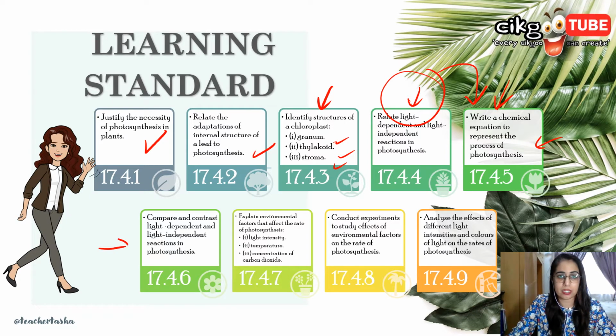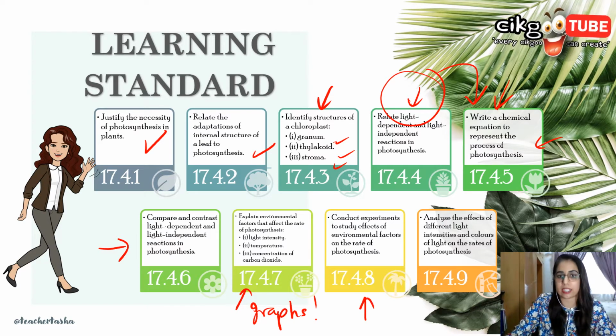Then you must be able to compare and contrast the light dependent and light independent reactions. And then explain the environmental factors that affect the rate of photosynthesis. There are 4 factors that actually affect the rate of photosynthesis, and we are going to see all 4. This one involves graphs, so you must memorize and know how the graph is going to look.